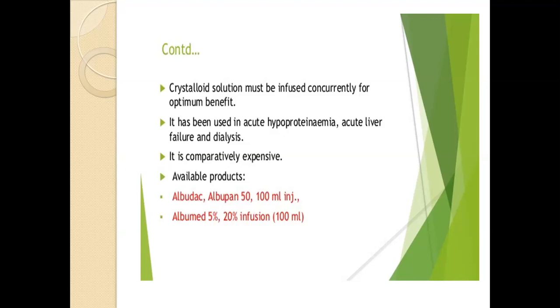Crystalloid solution must be infused concurrently for optimum benefit. It has been used in acute hypothermia, acute liver failure, and dialysis. It is comparatively expensive. The available products are Albudac, Albupan 50 and 100 ml injections, and Albumet 5% and 20% infusion in 100 ml bottle.